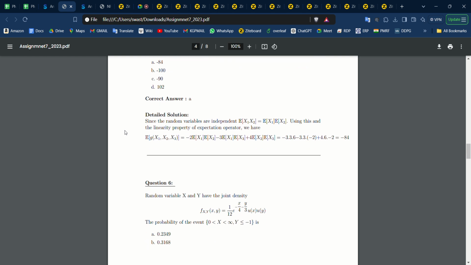Random variables x and y have joint density f_XY equal to 1/12 e to the power minus x/4 minus y/3 u(x) u(y). So this one is a bit complicated. There is a joint density of exponentials, and u(x) and u(y) are step functions, which means this density function will only be non-zero when x is greater than 0 and y is greater than 0.